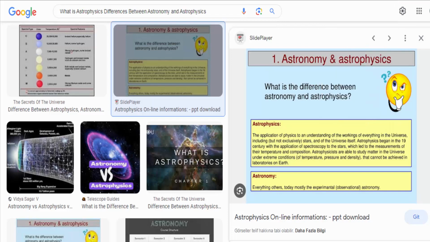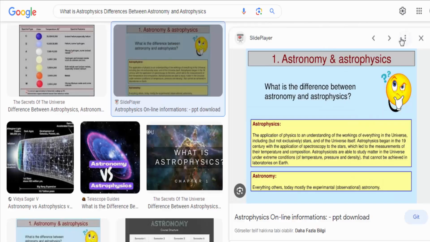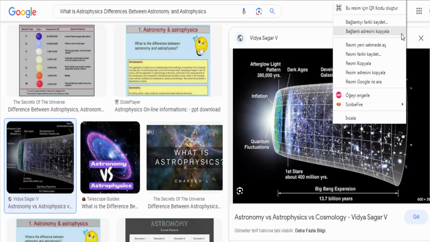Scope and goals. Astronomy is a broad field that focuses on the observation and study of celestial objects, such as stars, galaxies, planets, and other astronomical phenomena. It involves the collection and analysis of observational data to understand the properties, movements, and interactions of these objects.